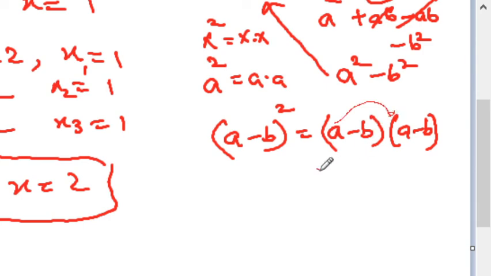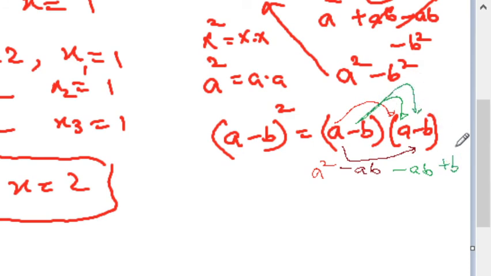A with a, I got a square. Then a with b, I got minus ab. Then minus b with a, I got minus ab. Then minus b with minus b, I get plus b square. Now see, it means I got a square. These two are giving me what? Minus 2ab and b square.